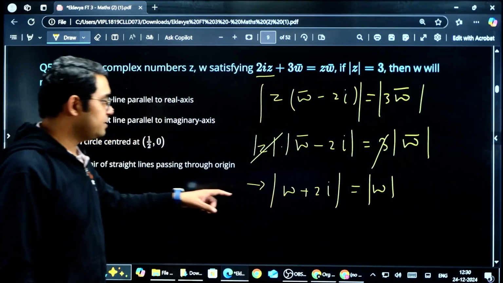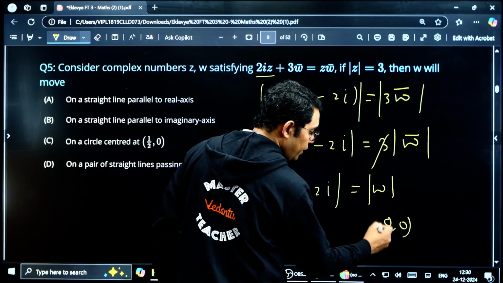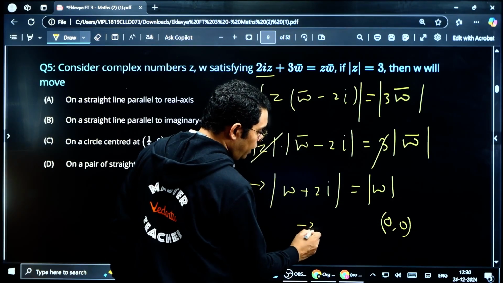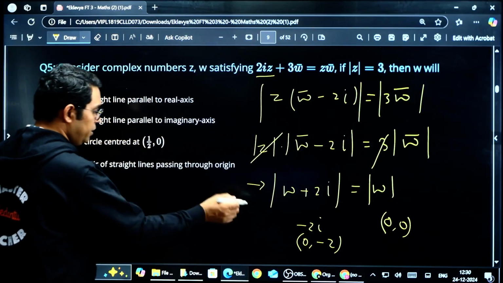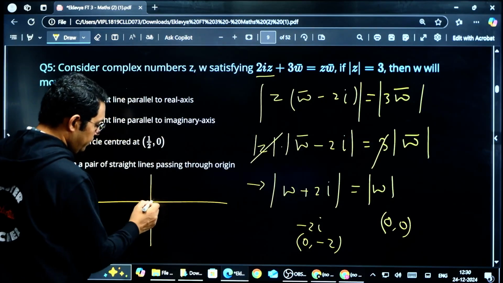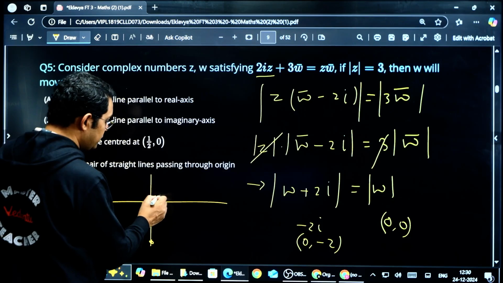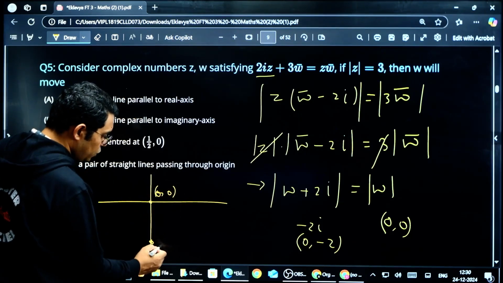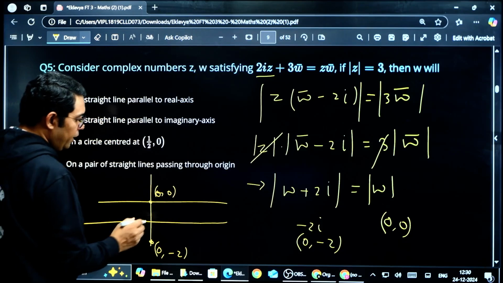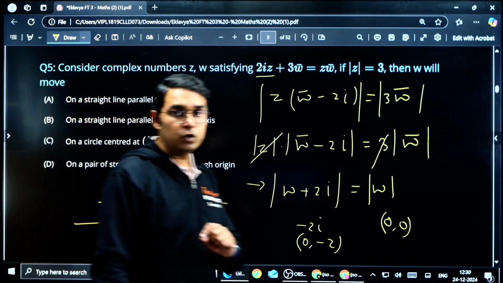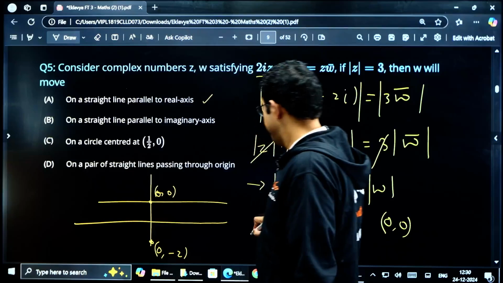This w is at equal distance from 2 points. One is 0, 0 here, and here it is minus 2 iota, that means 0, minus 2. So this w will be lying on the perpendicular bisector of the line joining these 2 points, 0, 0 and 0, minus 2. So that will be lying on this kind of line, which is parallel to the real axis. So the answer for this question will be A.